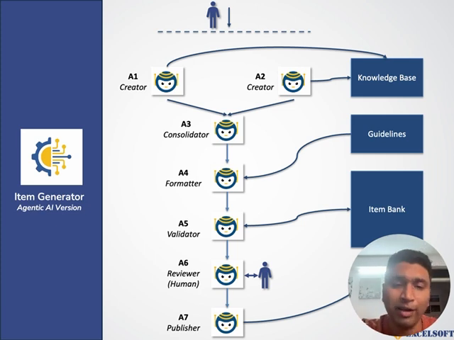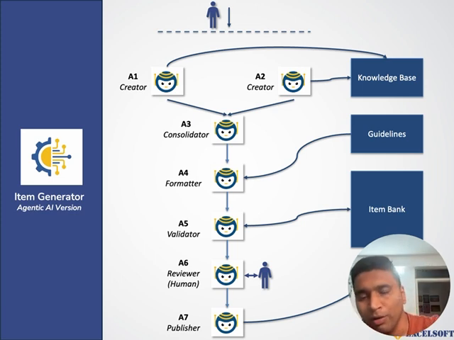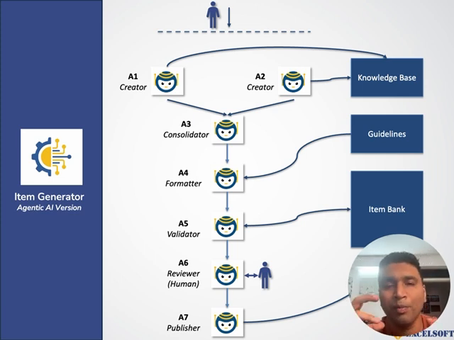A7 would take the final version of the items, package it in the right way. It would know how to package it into a QTI version or an Excel version or a proprietary version and then push it back and publish it into the item bank. So we are looking at a team of AI agents, autonomous AI agents working as a team to get your job done.